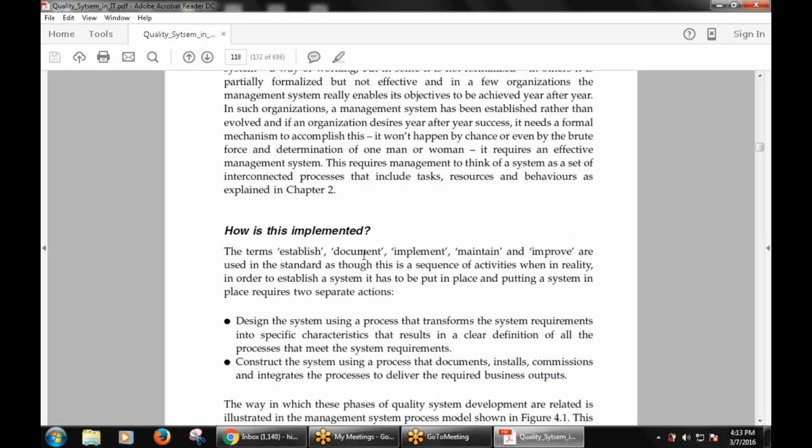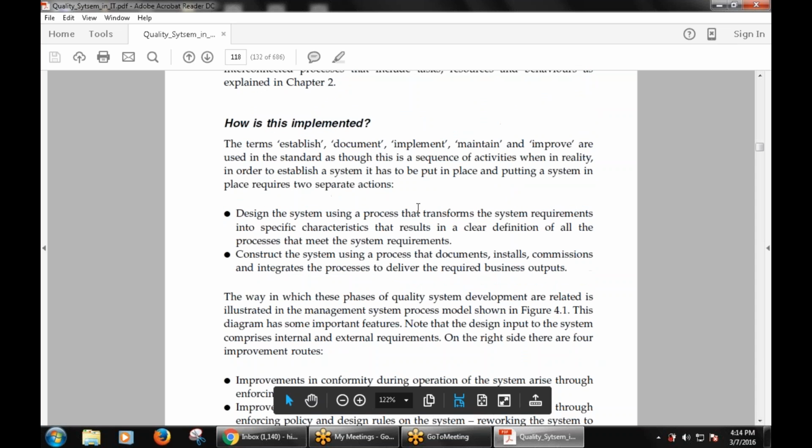The terms establish, document, implement, maintain and improve are used in the standard, as though this is the sequence of activities, when in reality they are not. These are the terms used for the quality management system when it is implemented. In order to establish a system, it must be put in place, and putting a system in place requires two separate actions. So first of all, design the system using the various requirements.